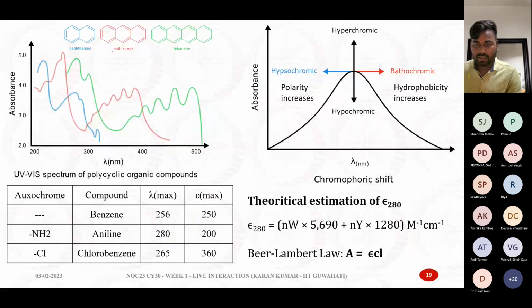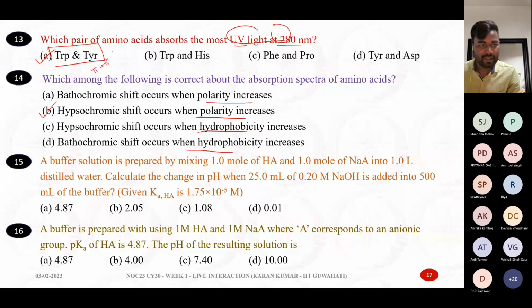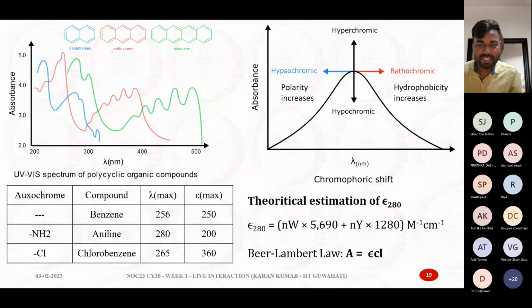So once again, question number 14 I will be discussing. Till now I have discussed question number 13. Now coming to question number 14, which is related to the shift in spectra. Why does shift in spectra occur? That occurs because of more elongated delocalization.